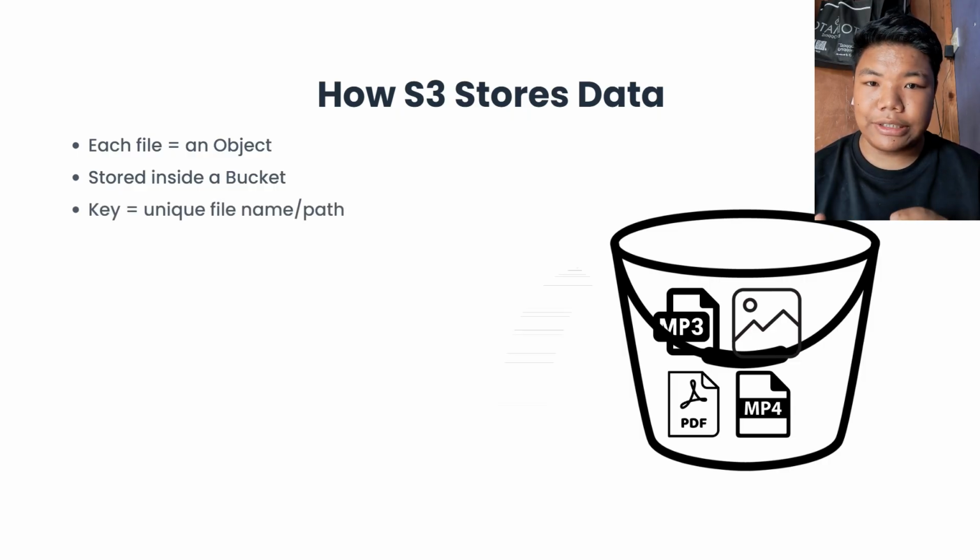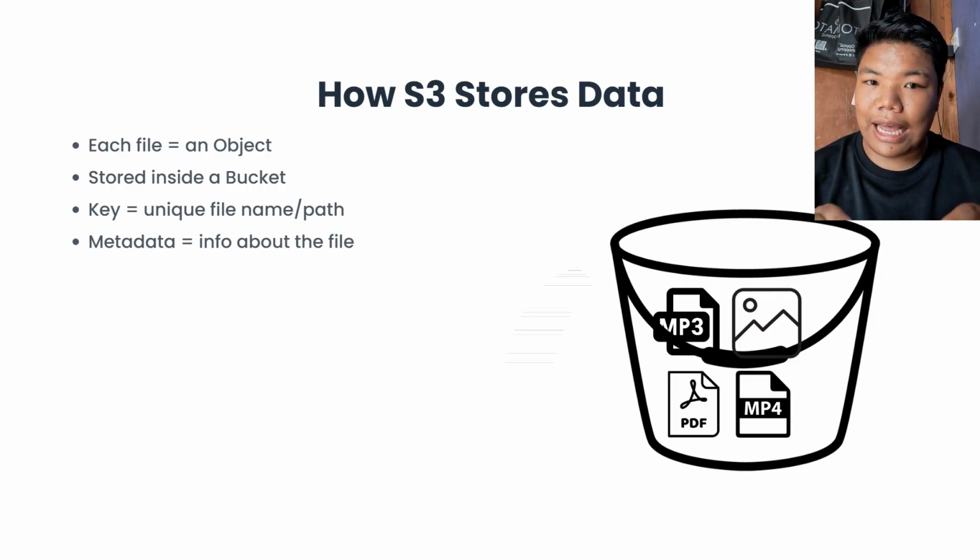Every object gets a key. This is basically the unique file name or path that helps S3 find your specific file among millions of others. And finally, each object has metadata. This is extra information about the file, like its size, when it was uploaded, or custom tags you might add.